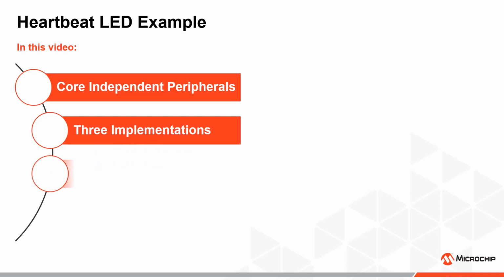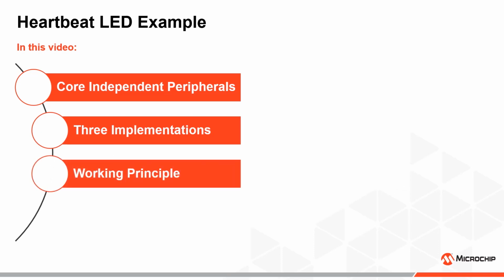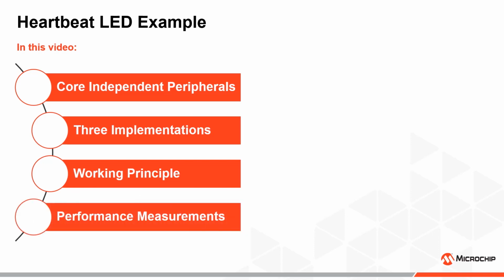Before going through how to actually implement the most efficient alternative, I will present the working principle behind the solution. Finally, I'll show you some performance measurements, including the current consumption and code size for each example. As we will see, the core independent solution will use 50 times less current on average, while consuming 4 to 5 times less of the program memory compared to the other 2 approaches.